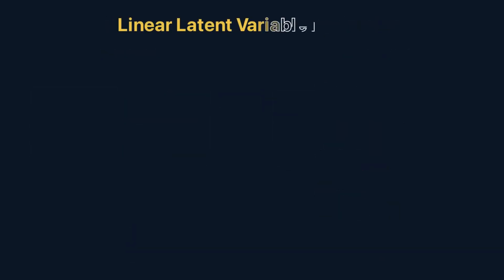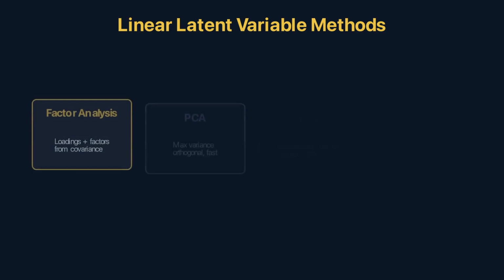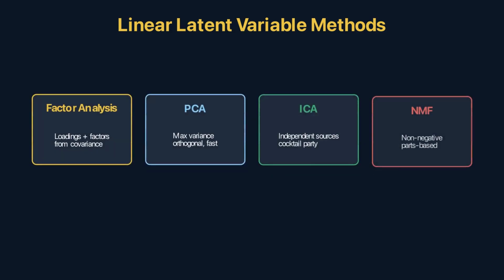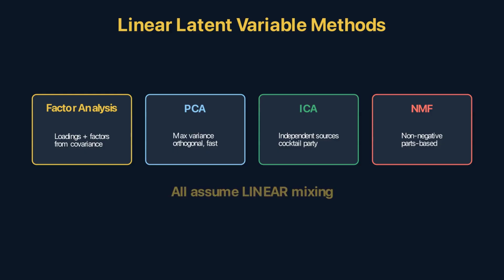Latent variables, hidden factors driving observed data. Factor analysis, estimate loadings and factors from covariance. PCA, maximum variance, orthogonal, fast. ICA, statistically independent sources. NMF, non-negative, parts-based. All assume linear mixing. Next, what if the orchestra is non-linear?